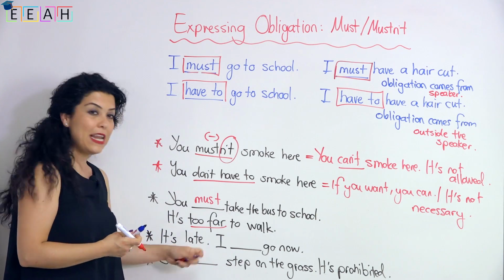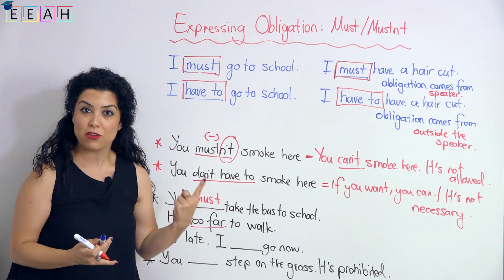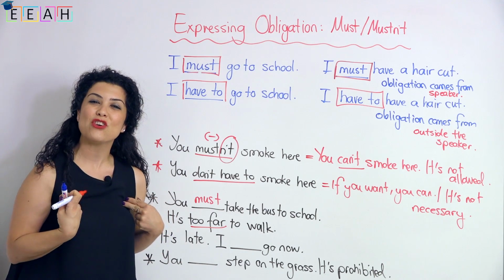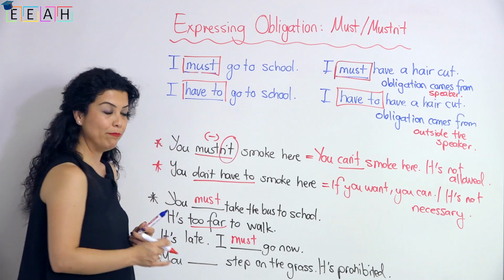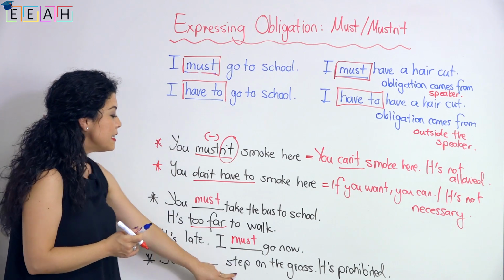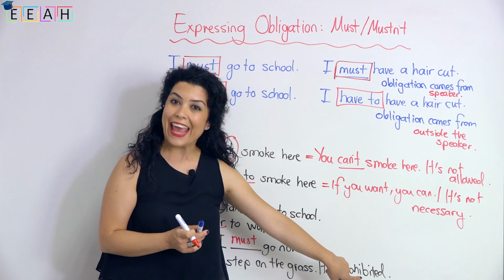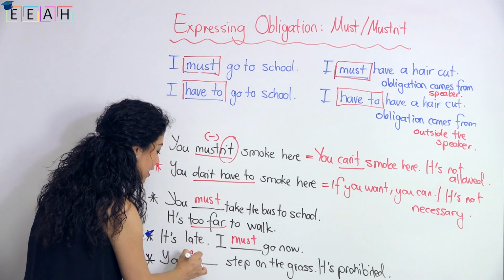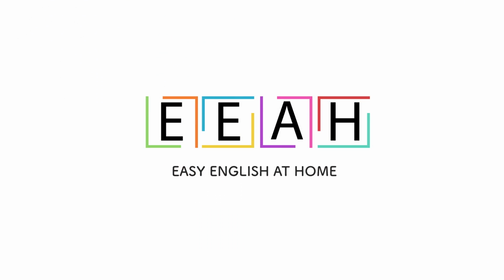Another one, it's late. I'm like, oh, it's late. I must go now because my mother will be worried. So this obligation comes from me. I must go home. Another example, step on the grass, it is prohibited. It is not allowed. I can't do it. So I have to say mustn't here.